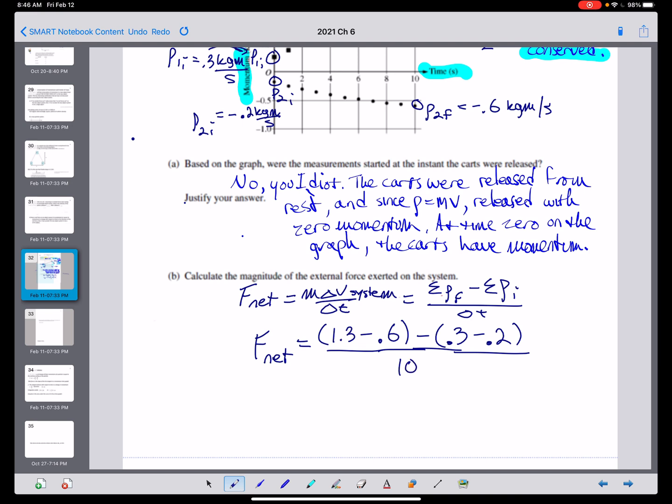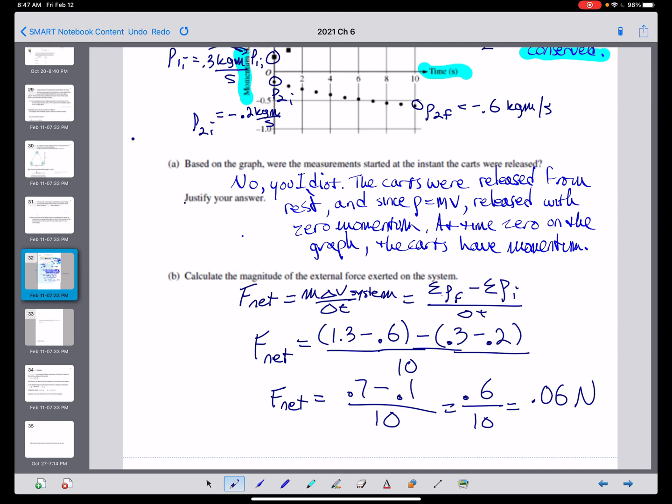All right, and what does that give us? 1.3 minus 0.6 is 0.7. So F net equals 0.7 minus 0.3 minus 0.2, which is 0.1. 0.7 minus 0.1 equals 0.6, over 10, which is going to be 0.06 newtons. There's your F net. We have a slight net force acting on this system, which of course we said was FG parallel.